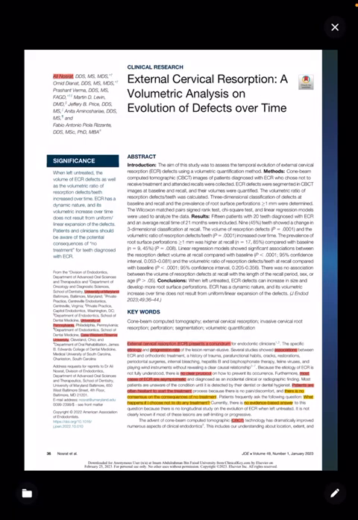External cervical resorption, a volumetric analysis on evolution of defects over time. An article published in JOE 2023 by Ali Nosrat from University of Maryland, along with his colleagues from different US-based schools.